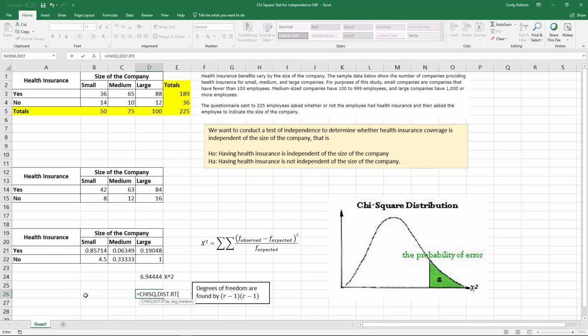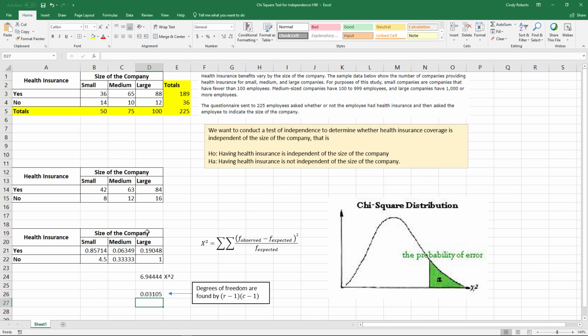And then I need my test statistic, so let me click on it. And now I need my degrees of freedom. Well, notice here, it's the number of rows minus 1, so 2 minus 1, which is 1, times the number of columns minus 1, 3 minus 1, which would be 2. So my degrees of freedom would be 2.